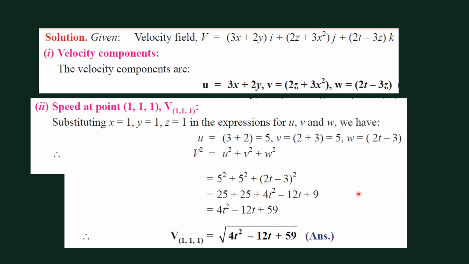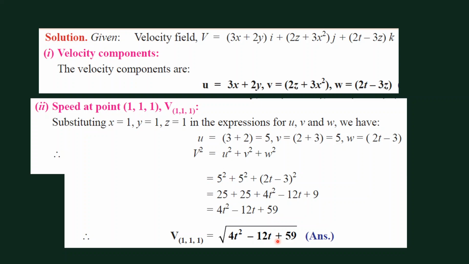And the resultant speed will be, for 3 mutually perpendicular vectors, the resultant is the square root of the sum of their squares. So their sum of squares is u squared plus v squared plus w squared, and 5 squared plus 5 squared plus this. So you'll get this kind of an expression. So this is the speed at point (1,1,1).